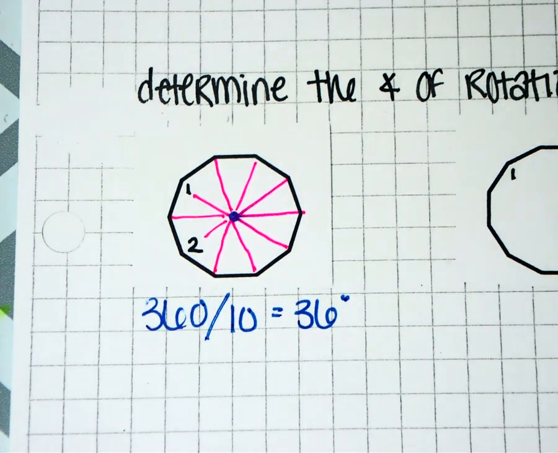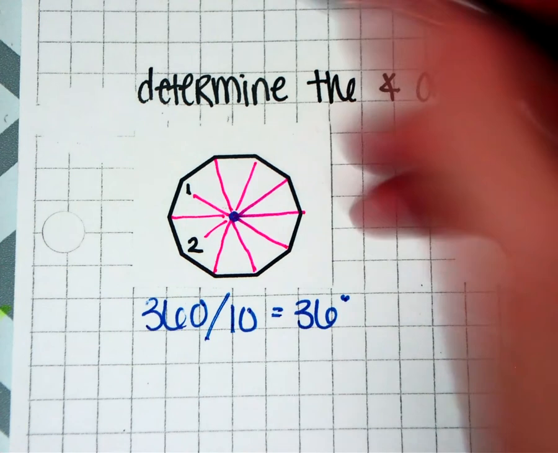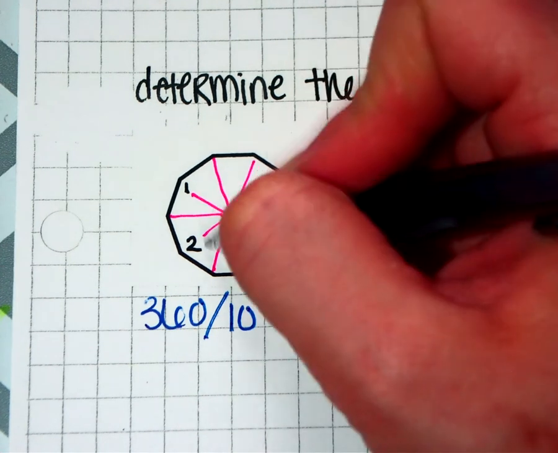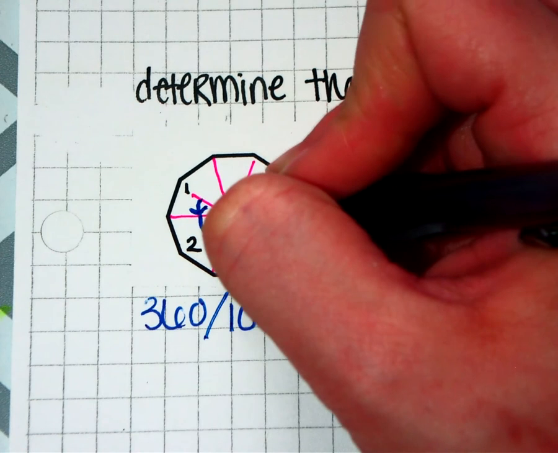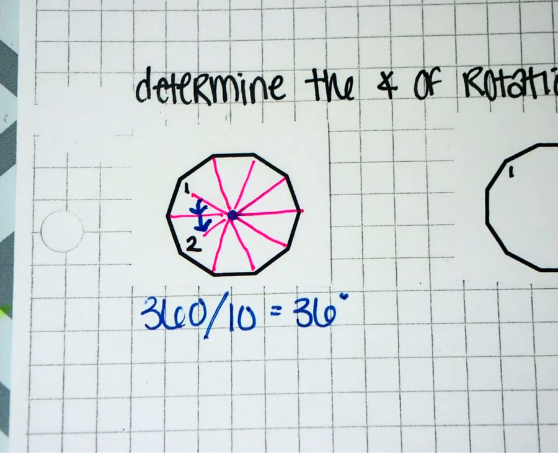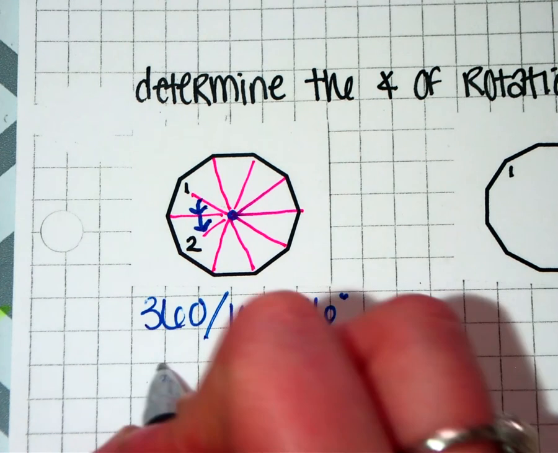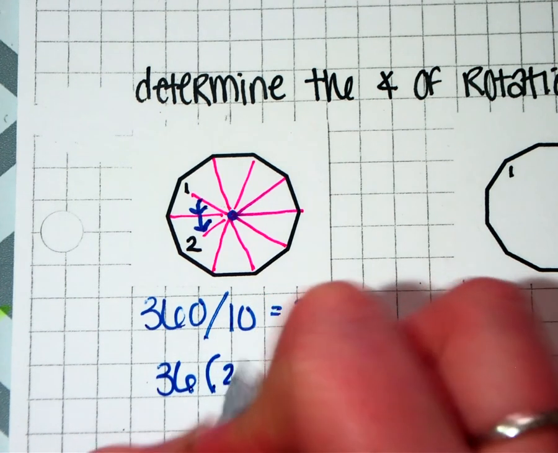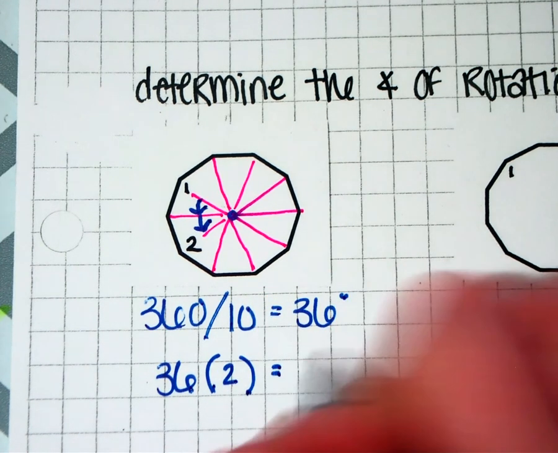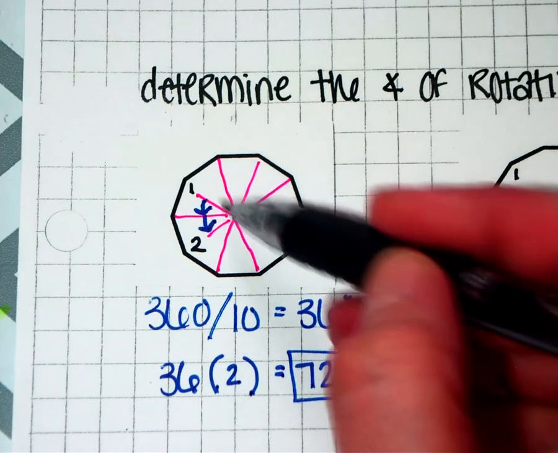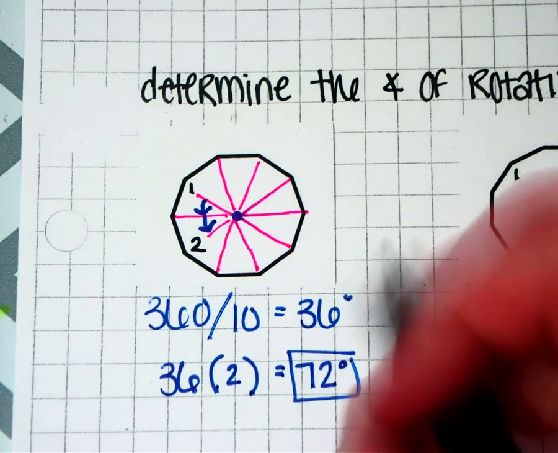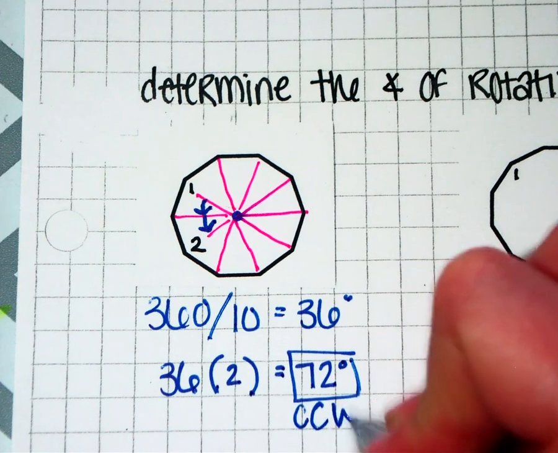Now, in order to get 1 onto itself, we want to know how many degrees that takes. So in order to figure out how many degrees to turn your shape, you just count the number of sections. 1, 2. I need to turn it 2 sections, and the way we're going to do this is we're going to take our 36. We want to multiply that by 2, and we get an answer of 72 degrees. So we have to turn the shape 72 degrees, and let's go ahead and specify that that was counterclockwise.